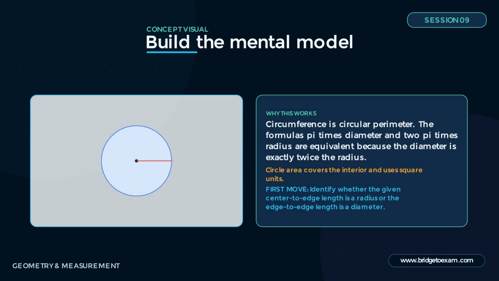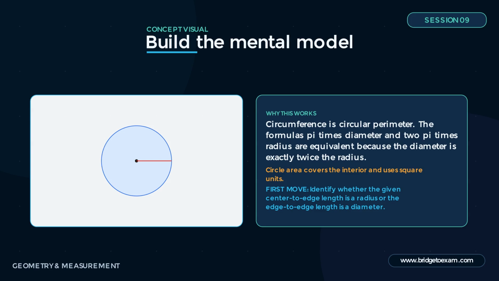Start with the concept visual. The circle area covers the interior and uses square units. The circumference is the circular version of polygon perimeter. Read every label as evidence about what is known, what is unknown, and which measurements actually belong in the model.